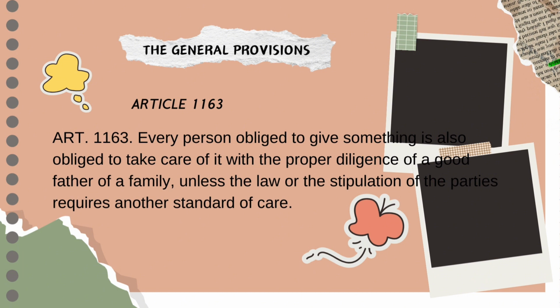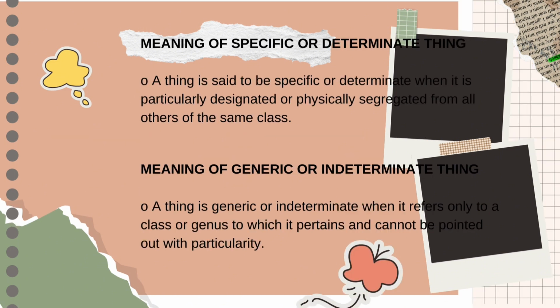Let's distinguish them and discuss one by one. Now, the meaning of specific or determinate thing. This thing is said to be specific or determinate when it is particularly designated or physically segregated from all other of the same class. For example, the watch I am wearing. This is specific. It is this one. You cannot replace it with another, only this watch I am using.